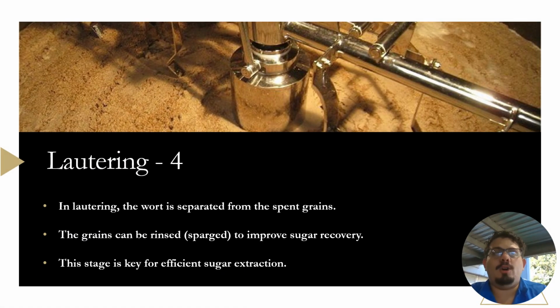What is lautering? Lautering is basically the process in which the wort is separated from the spent grains. Those grains can be rinsed or sparged with extra water to improve sugar recovery and improve the extraction efficiency. This stage is essential to obtain a relatively clear wort with a high enough sugar concentration for fermentation. Once we have collected the wort from the grain bed, it is ready to be boiled with hops in step 5.